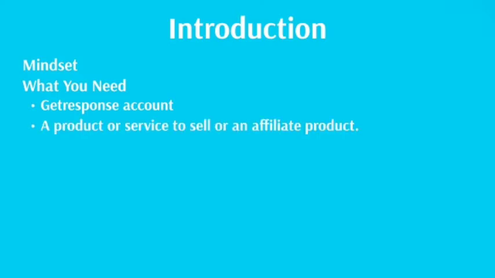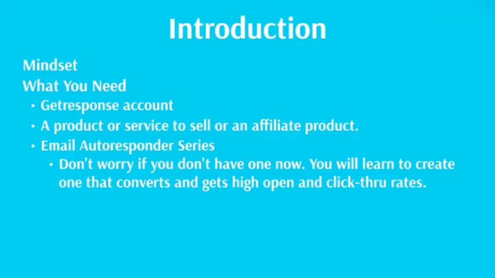You need to have a product or service to sell or an affiliate product. So either it's going to be your own product or it's going to be somebody else's product. But in either case, you're going to need to have an end goal. You also want to have access to an email autoresponder series. In other words, a bunch of emails that are sequenced from day one, day two, or however you want to set it up to build that relationship, to warm people up, essentially. Now, don't worry if you don't have one right now. You'll actually learn how to create one that converts and gets high open rates and high click-through rates.